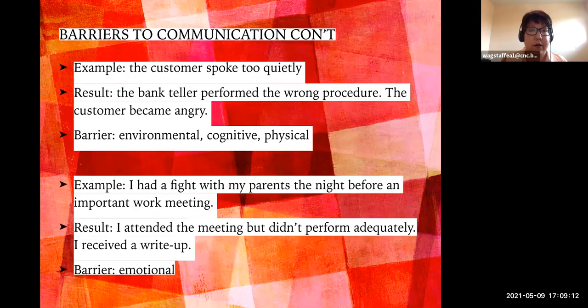Third example, the customer spoke too quietly. Result, the bank teller performed the wrong procedure. The customer became angry. So, some of the barriers that you might encounter in this situation are environmental, cognitive, and physical. Example, I had a fight with my parents the night before an important work meeting. Result, I attended the meeting but didn't perform adequately. I received a write up. The barrier is emotional.